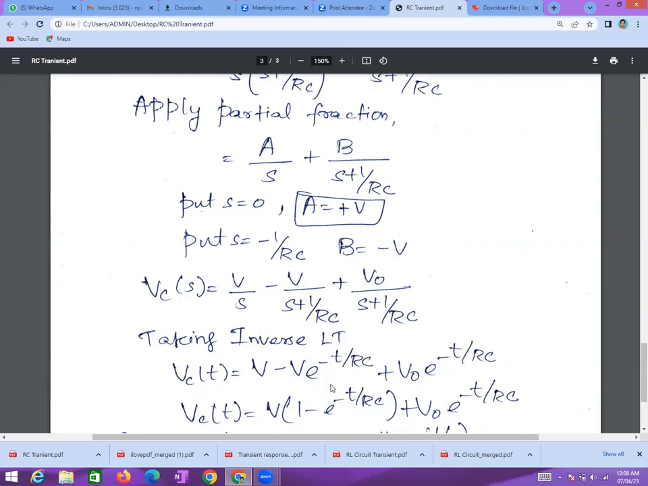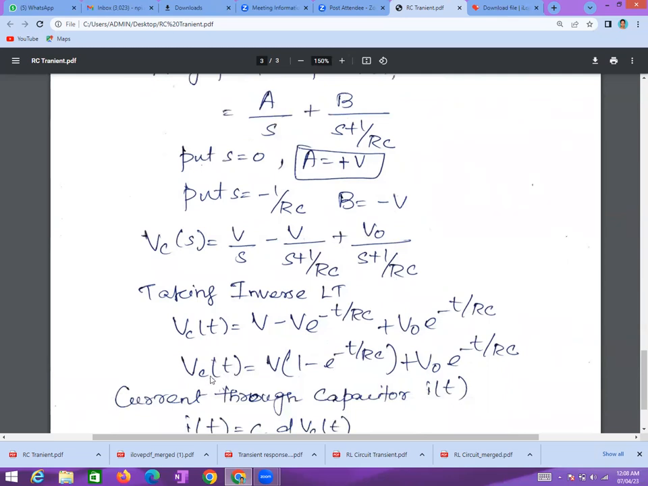If you take V as common, then we receive the voltage across the capacitor at the particular time, given by V into 1 minus e to the power minus t by RC, plus V naught into e to the power minus t by RC.